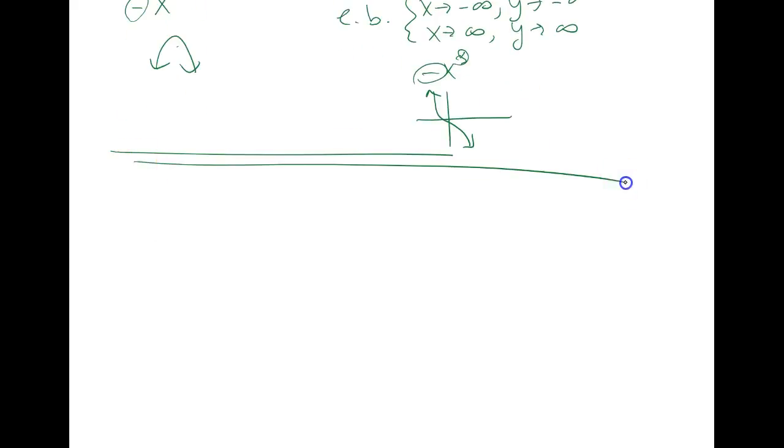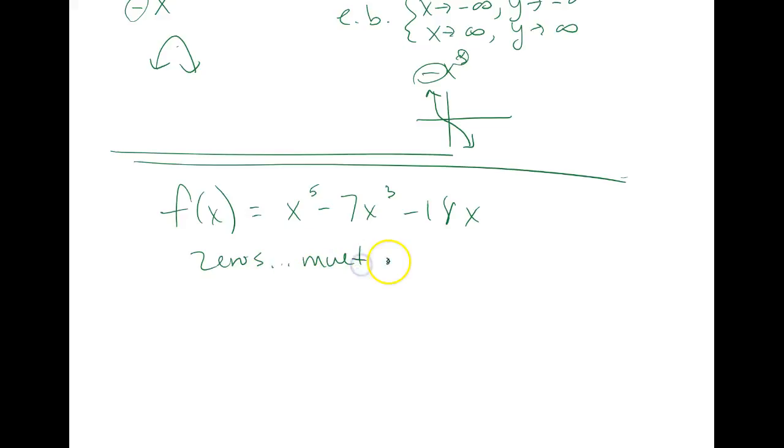Now, if you weren't given a graph, if instead you were given an equation like the following, and maybe you were asked to find the zeros and the multiplicity of each zero, in order to find the zeros or the factors, you're going to have to factor it. So I would look up here and notice that I can take an x out of every one, and when I take that x out, this is what I'm dealing with.